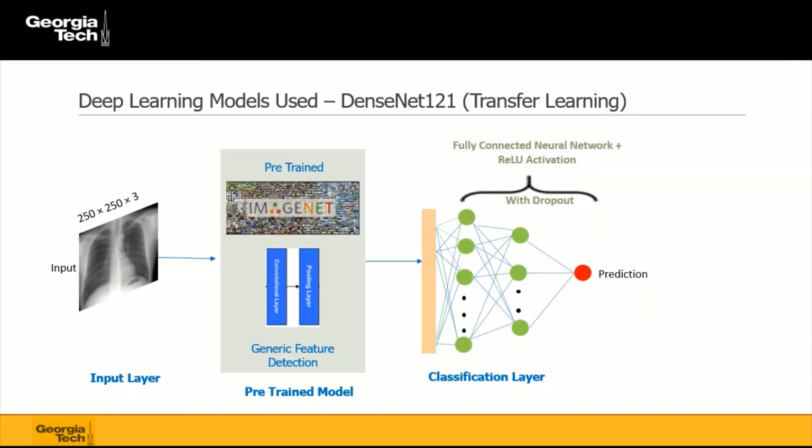Now DenseNet 101 uses the concept of transfer learning. So here we use the pre-trained weights from ImageNet to extract features, and using the features extracted we normally do the classification and fine tuning on our data.